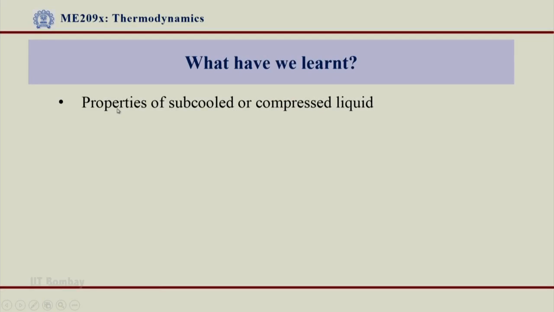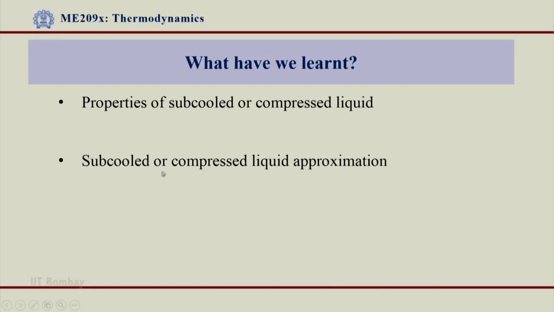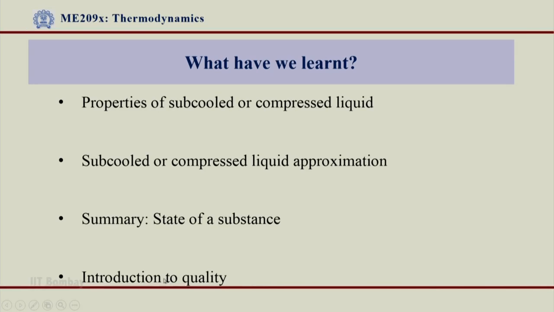What have we learnt? Properties of subcooled or compressed liquid. We have understood what kind of approximation we have to make for subcooled or compressed liquid. How do I get the properties of S, U, V for the compressed liquid, and we also understood the part related to enthalpy. In summary, I have shown the slide, how the state of a substance could be obtained, and lastly I just introduced you to the term called quality, and this quality will determine the properties of the two phase mixtures. Thank you very much.